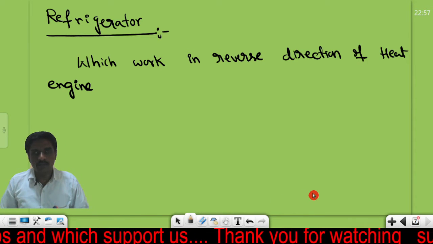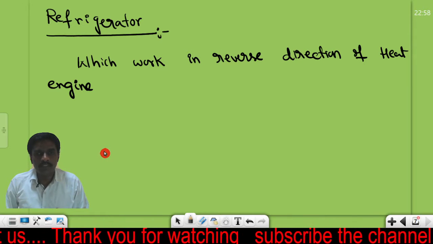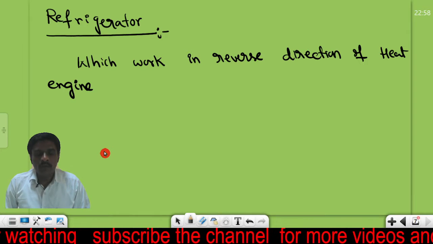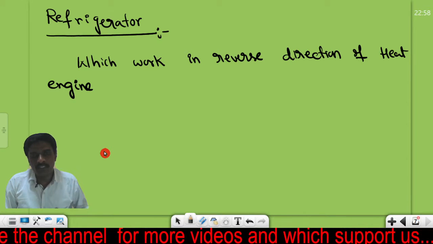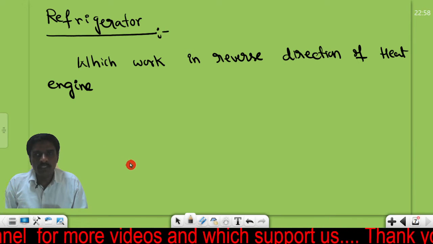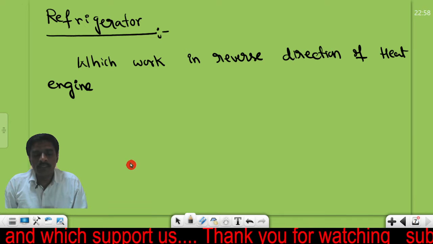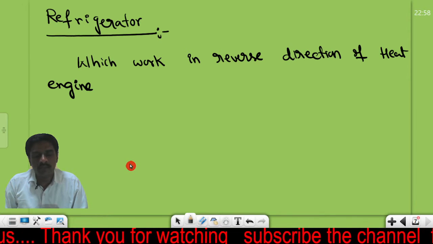Today our goal is to learn about the refrigerator. In the previous lecture we discussed the heat engine, and now we are entering into the refrigerator. A refrigerator is also a device which works in the reverse direction of a heat engine. What are the essential parts of the refrigerator? They are identical to the heat engine.